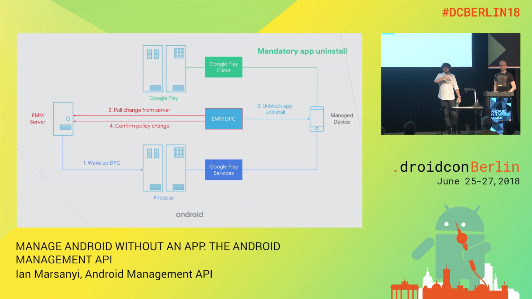Then we have to confirm that the policy changes went back. So we've got to tell the server that everything's good on the device. And then we can send a Play uninstall request to Google Play's infrastructure. But chances are we probably didn't get the timing right, so we're going to check to see if the uninstall went through and probably retry because it failed. And yeah, that's 7 steps with 3 separate API surfaces in order to remove an application.